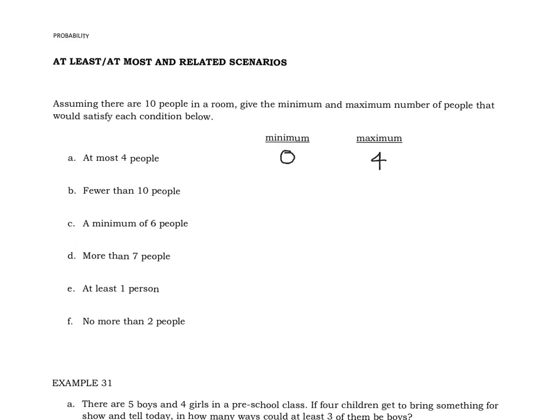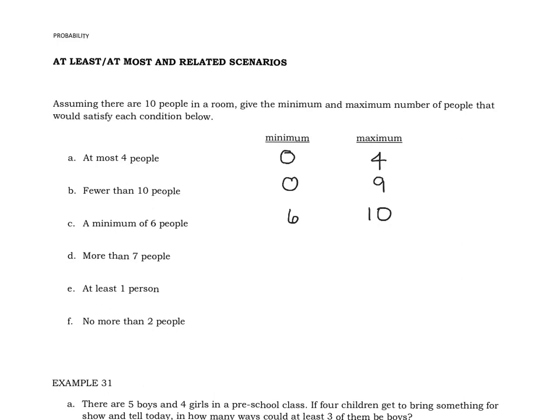Fewer than 10 people, well, 0 would be our minimum here, and fewer than 10 would mean that 9's our maximum. So that would mean 0 or 1 or 2 all the way up to 9. A minimum of 6 people means that's the least that we would expect. And since there are 10 people in the room, that would be our maximum. So we're looking at 6 or 7 or 8 or 9 or 10.